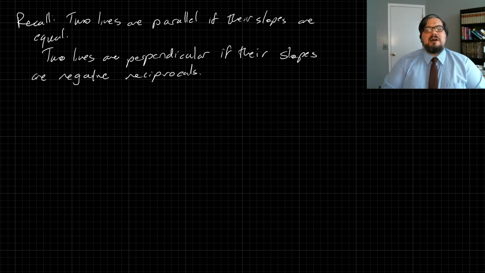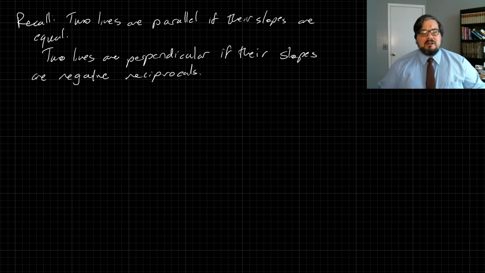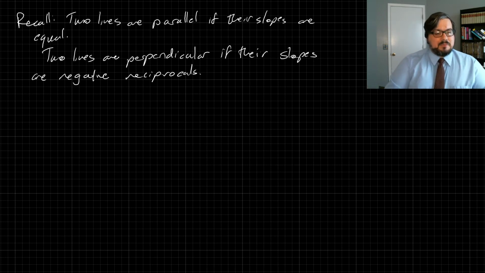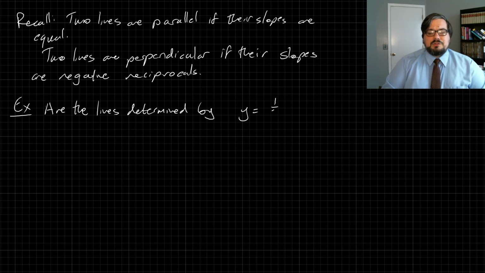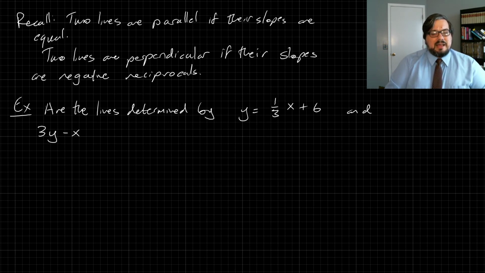We already knew how to take two lines and determine whether they were parallel or perpendicular, but now we have a much faster way. So, let's take the example. Are the lines determined by y equals 1/3 x plus 6 and 3y minus x equals 4 parallel, perpendicular, or neither?